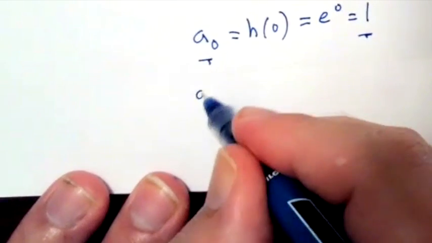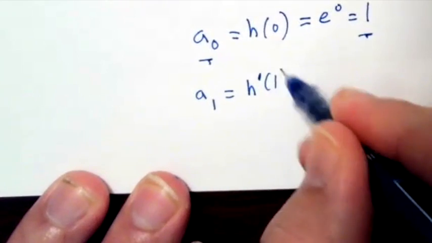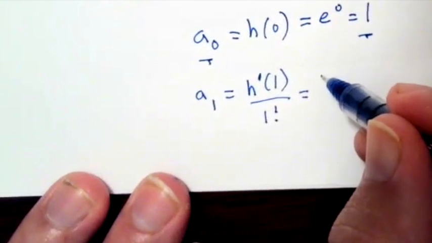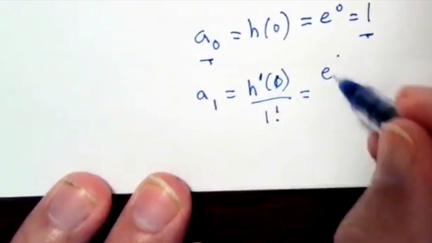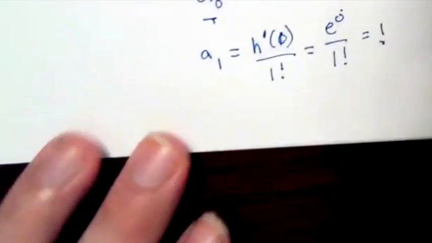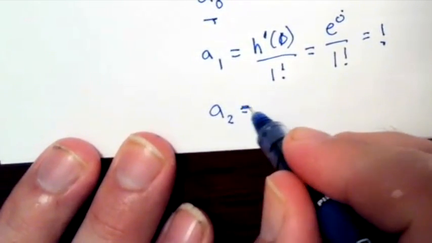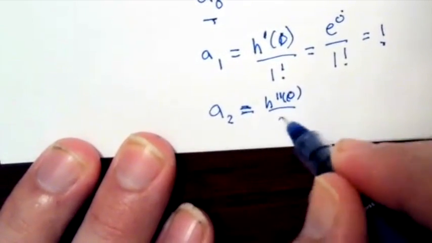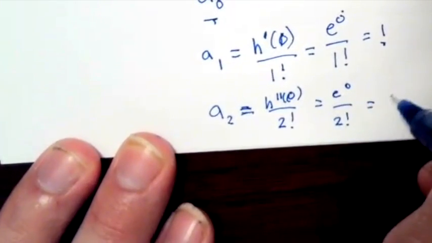Now, the next coefficient, a sub 1, will be h prime of 0 divided by 1 factorial. E to the 0 divided by 1 factorial, which will be 1 over 1, which is 1. And finally, a sub 2 will be h double prime of 0 divided by 2 factorial, which will be e to the 0 over 2, which will be 1/2.